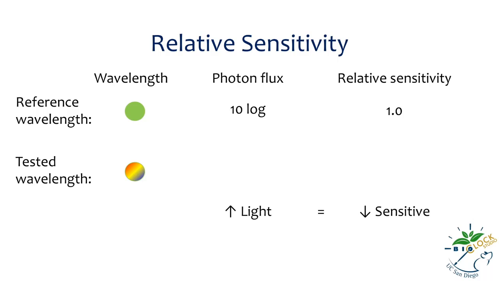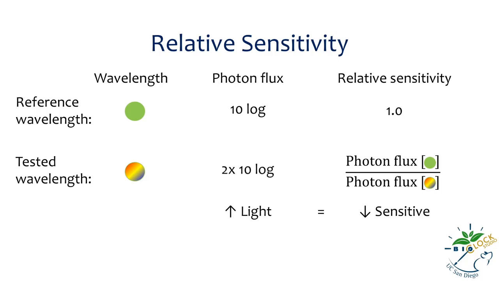If we know the amount of light needed to get the same response for both the reference wavelength and any other wavelength, the relative sensitivity for the tested wavelength can be calculated by taking the ratio between those intensity values. That means that a wavelength that needs 2 times as much light as the wavelength the eye is most sensitive to will have a relative sensitivity score of 0.5, which is calculated by dividing 1 by 2.